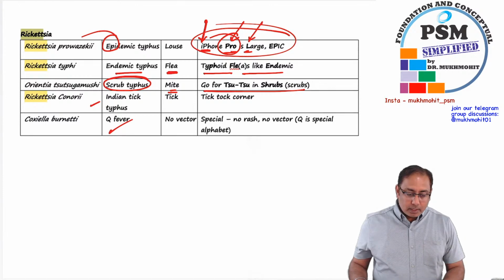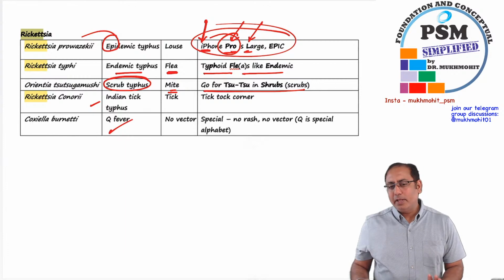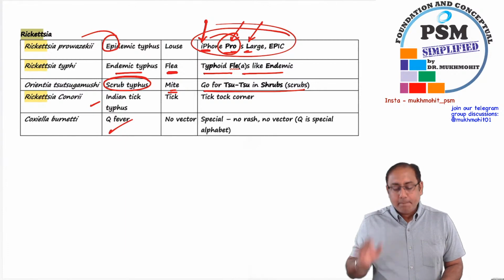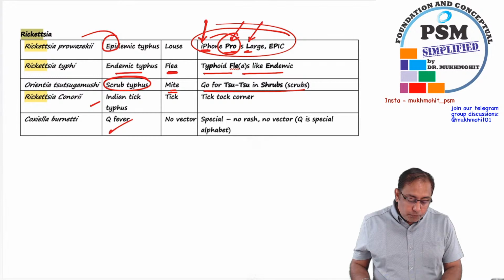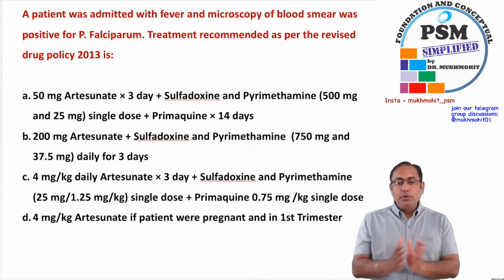So yes, Shweta Kumari, there is no rash. Usually there is high-grade fever without any characteristic typical rash, and there is no vector. It is Q fever. So let's go to the next MCQ.